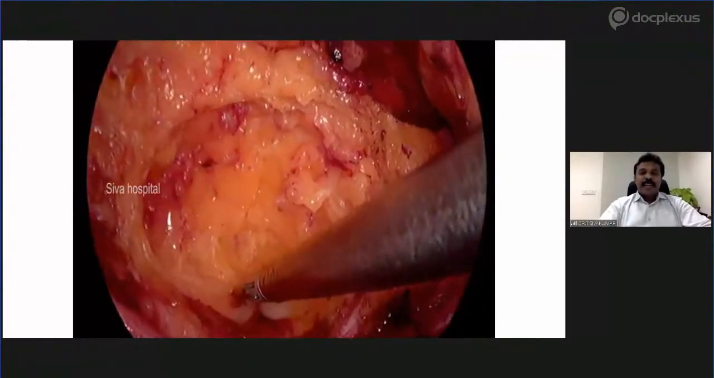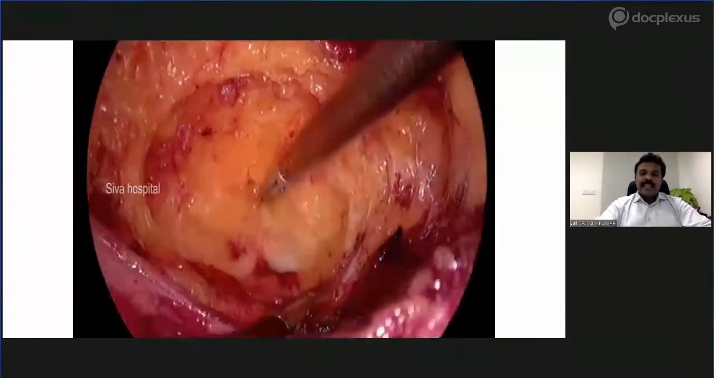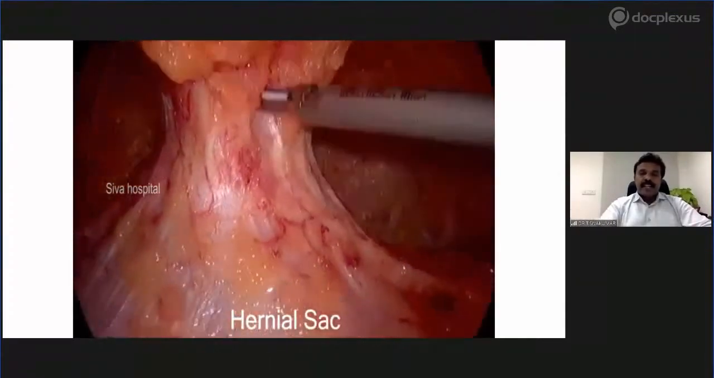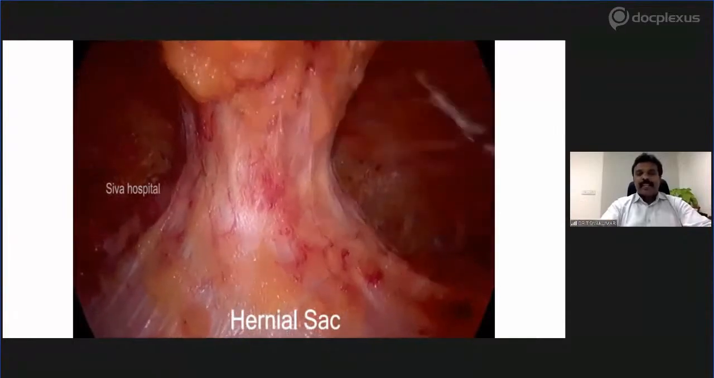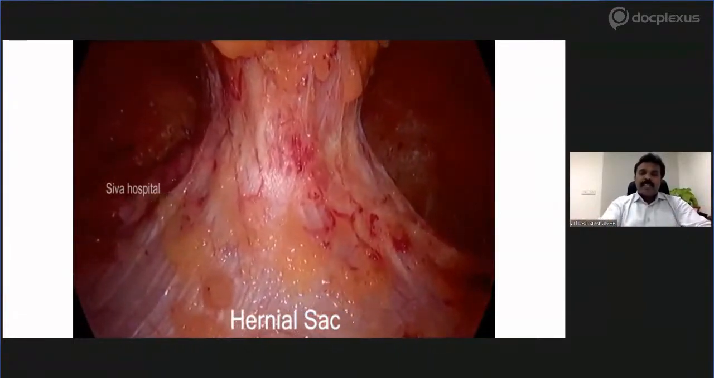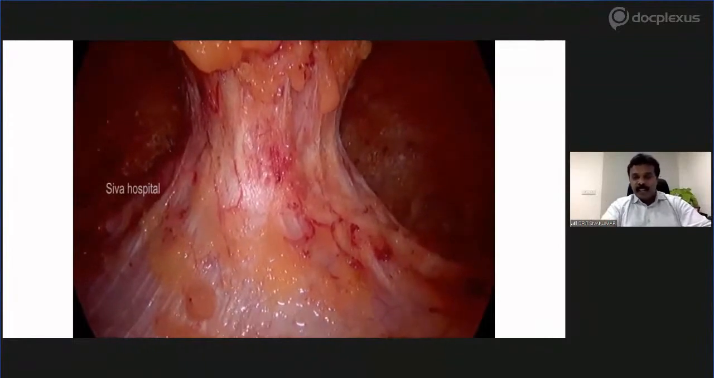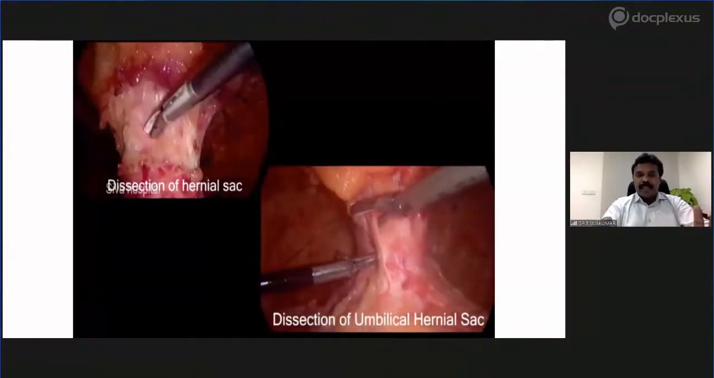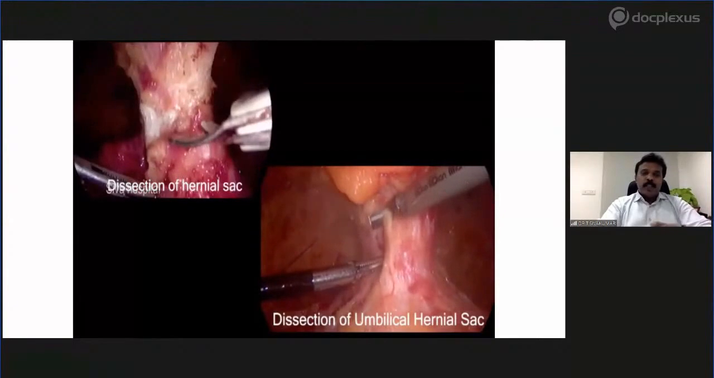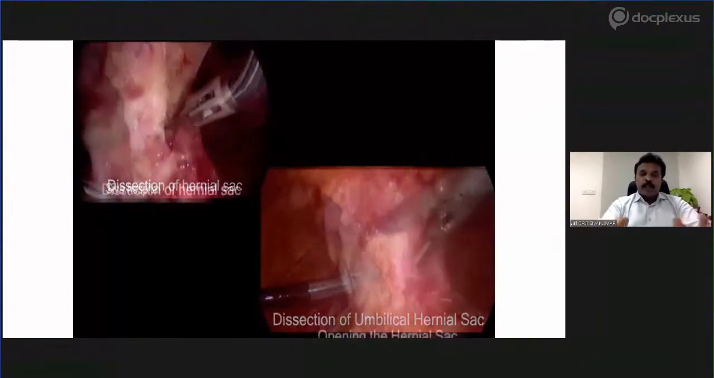So, creating a plane just above the rectus sheath, right to the sac, left to the sac, and posterior to the sac. It's all around the sac, around 15 centimeters, like we are painting the sac. You can see the umbilical tube nicely now. So now I'm going to dissect the hernial sac.